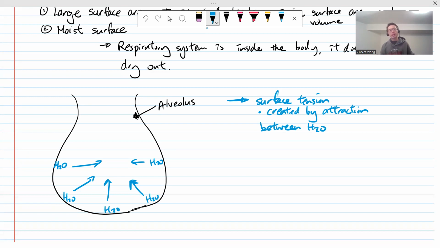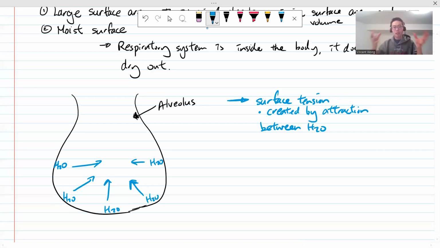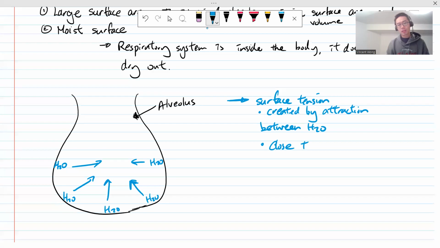So what do you think that's going to do to your alveolus? If the water is attracted. Sorry, what's that? Squeeze? That's right. It's going to cause it to collapse, or it's going to squeeze on it. Think of a bag, and then you glue a magnet on the inside. It's just going to collapse and close, right? So surface tension is going to close the alveolus.